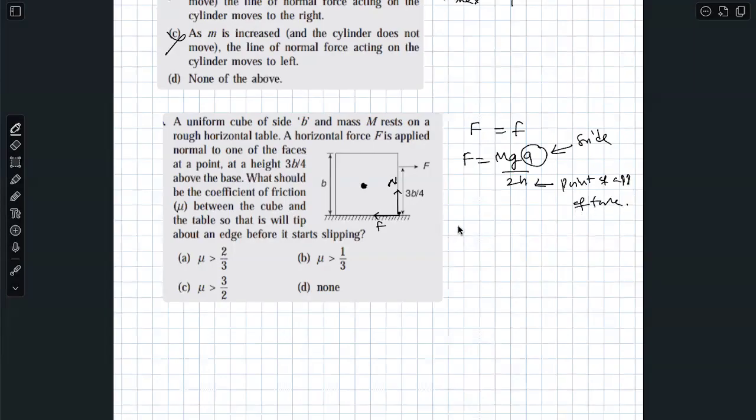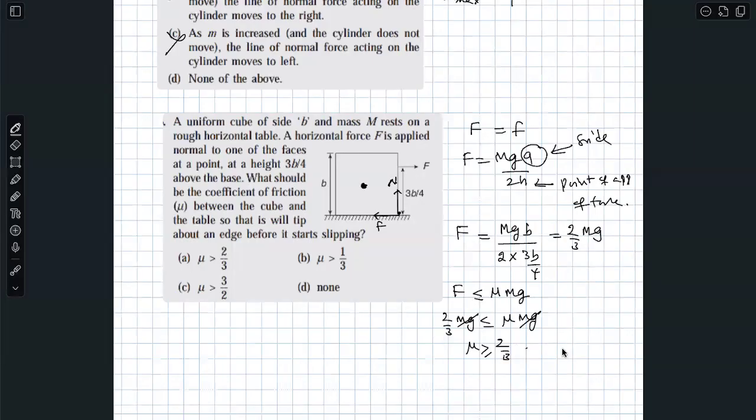I've just given this. F is equal to mg times a by 2h. Here a is b, and 2 times the height means 3b by 4 is written. So you get 2 by 3 mg. But F must be less than or equal to mu mg. So 2 by 3 mg must be less than or equal to mu mg. So mu is greater than or equal to 2 by 3.